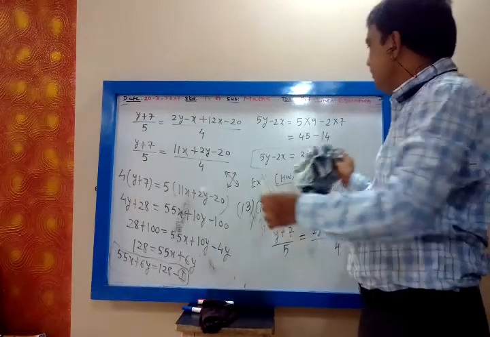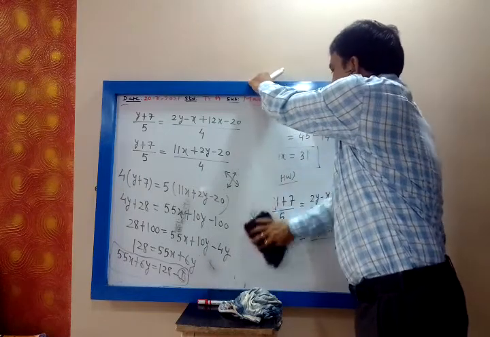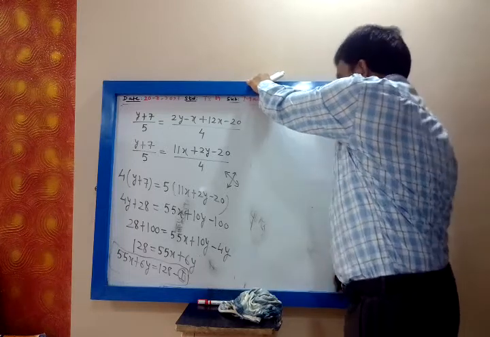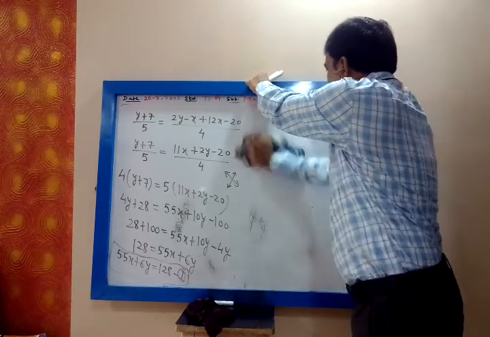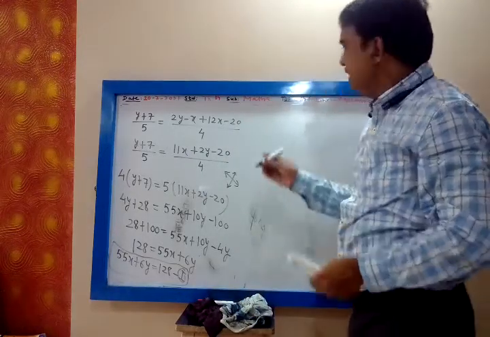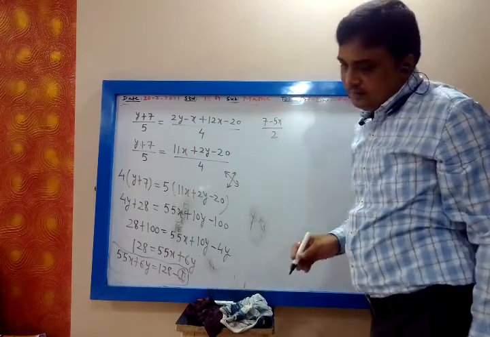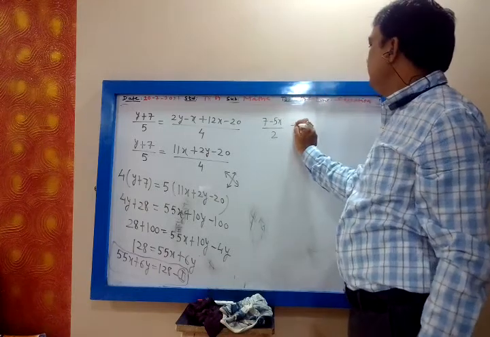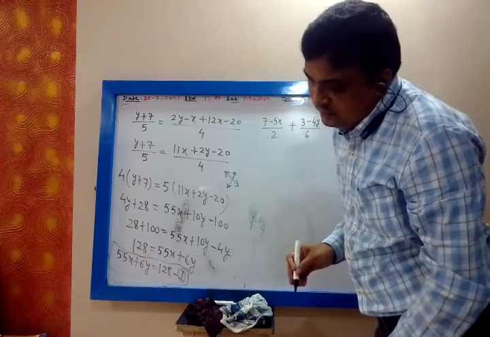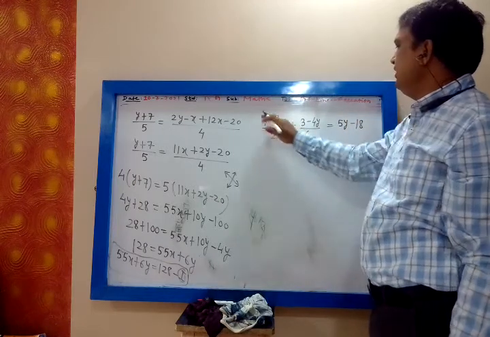7 minus 5x by 2 plus 3 minus 4y by 6 is equal to 5y minus 18. So you will have to get equation 2 by simplifying. Let us simplify, cross multiply.